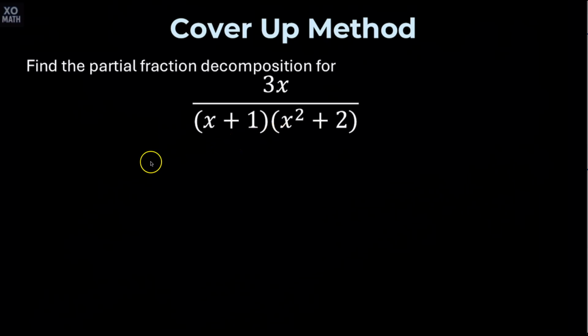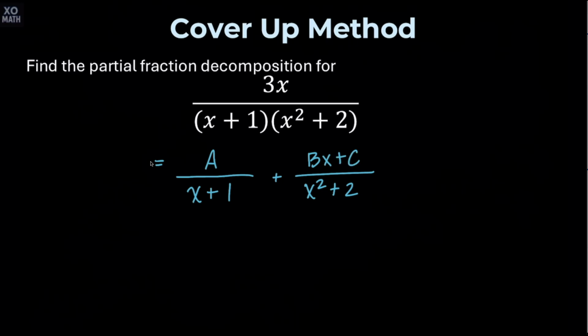So here, let's go ahead and start by writing out our partial fractions. So we'll have a constant a over the distinct linear factor x plus 1. And above the irreducible quadratic, x squared plus 2, we're going to have a generic linear expression. We're going to have bx plus c. So we're trying to find a, b, and c.